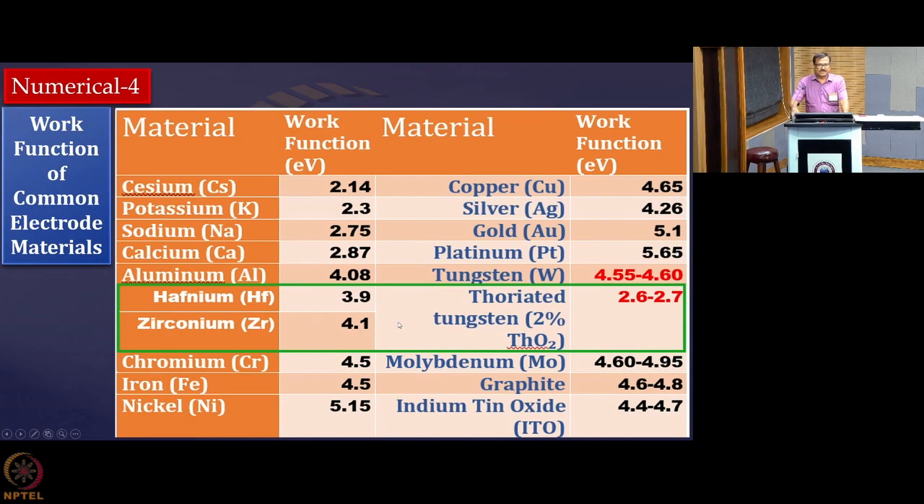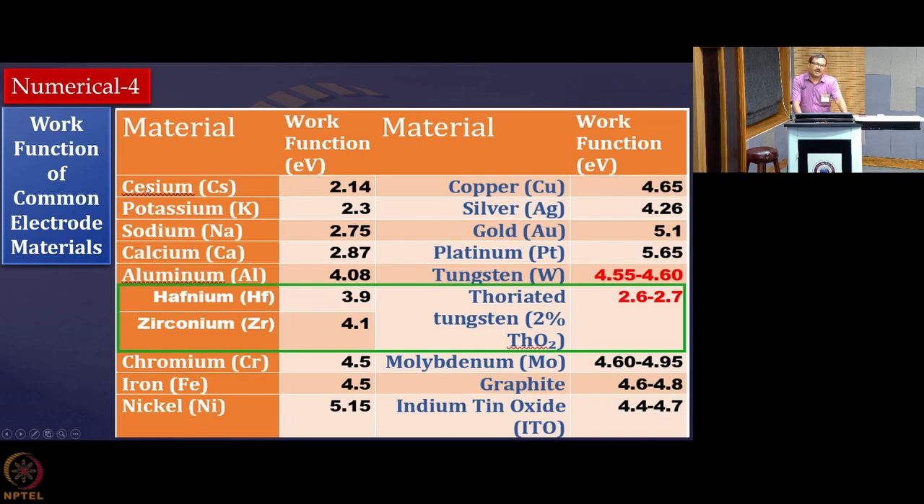And what I do in this is list some of the typical cathode materials which are in common use as electrode materials. If you go through, you see that cesium, potassium, sodium, calcium have pretty low work function. So we are very much interested in that, because if they have such low work function, they will be able to easily emit the electrons.